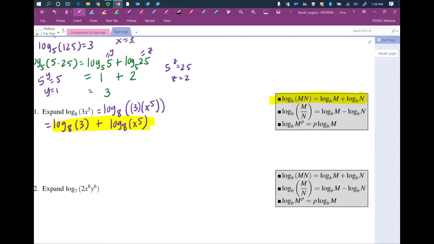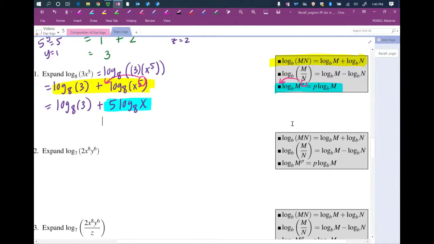Okay, we're almost done, but we want all of our operands to have powers of 1. So we see that our operand has a power, so we're going to use this property right here. We are going to take that power and we're going to move it to the front to be the coefficient of that logarithm. So this is going to be log base 8 of 3 plus 5 times log base 8 of x. So we use that property right there. Okay, isn't that fun? Let's do another one.